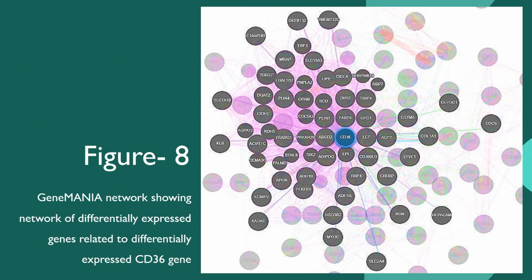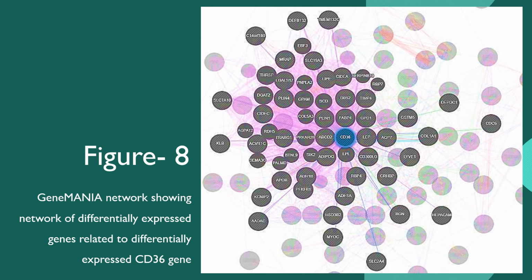We then moved on to GeneMANIA to predict the function of the differentially expressed CD36 gene found common among all the above mentioned. GeneMANIA finds other genes that are related to a set of input genes using a very large set of functional association data. Association data includes protein and genetic interactions, pathways, co-expression, co-localization, and protein domain similarity.